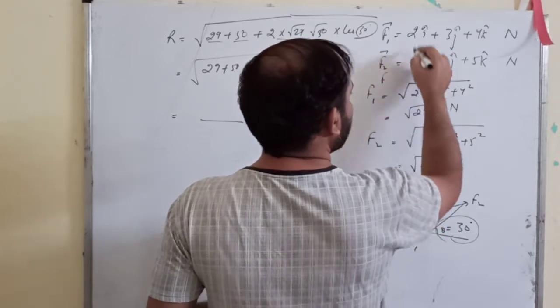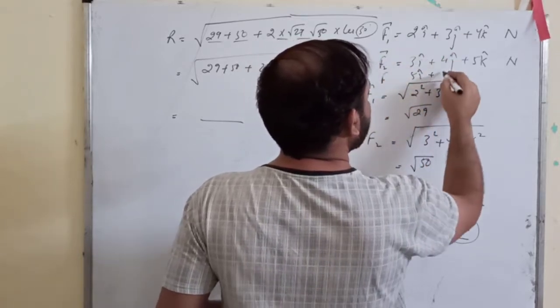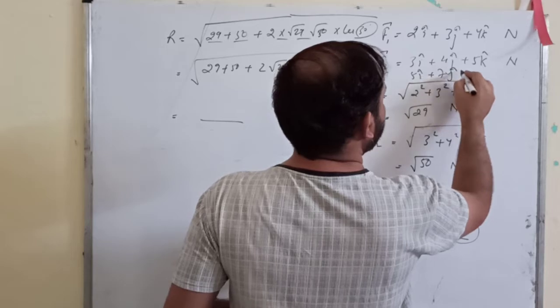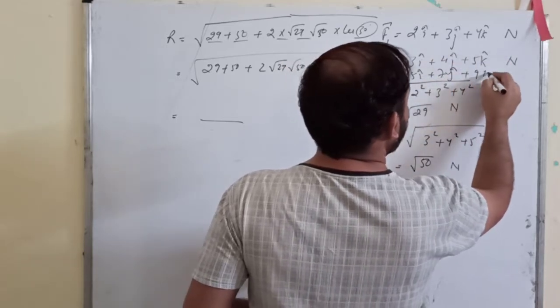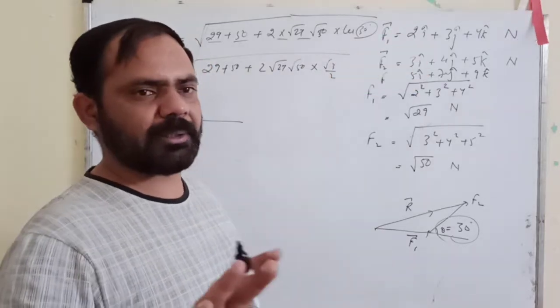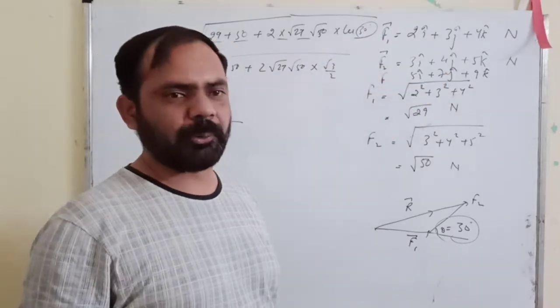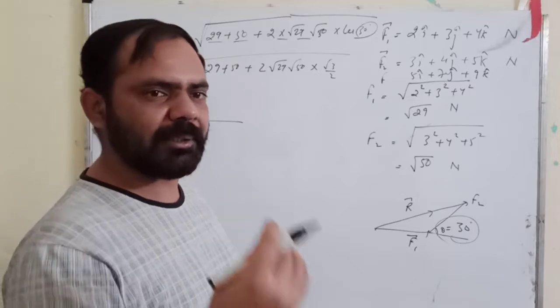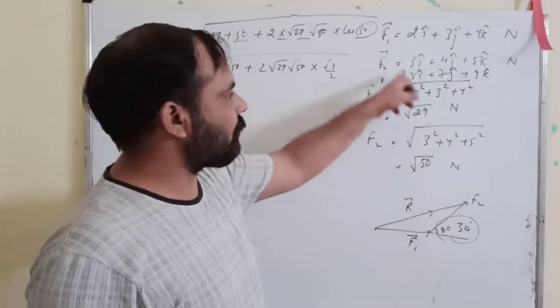f1 plus f2 will be 2 plus 3, 5 i cap, plus 3 plus 4, 7 j cap, plus 4 plus 5, 9 k cap. However, we have not discussed this yet, so this is the next part. Since I have written it, I am telling you how to find out the resultant. Resultant means addition of vectors only. So this way you can add.